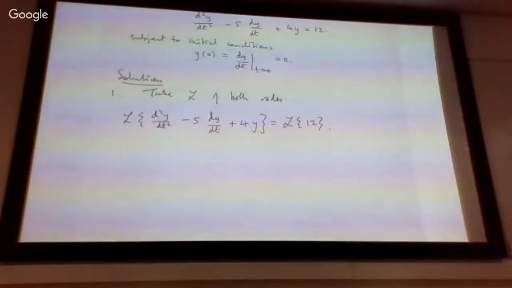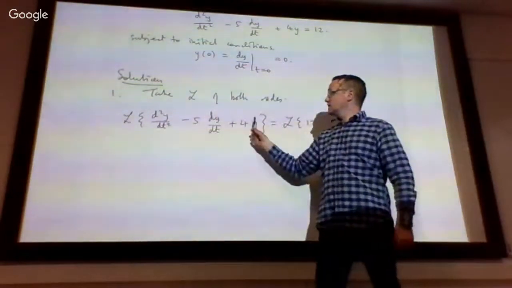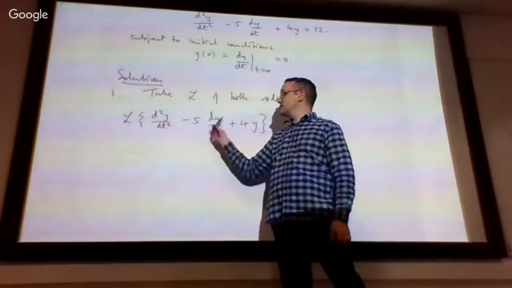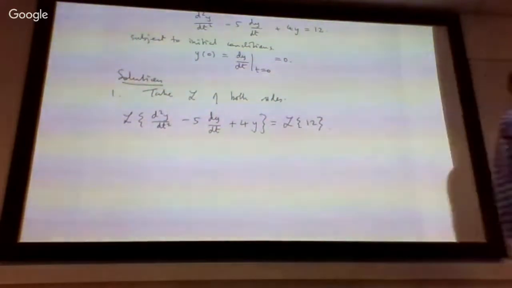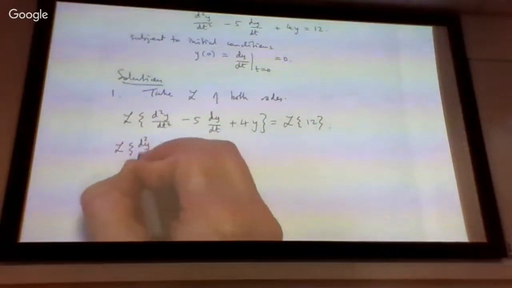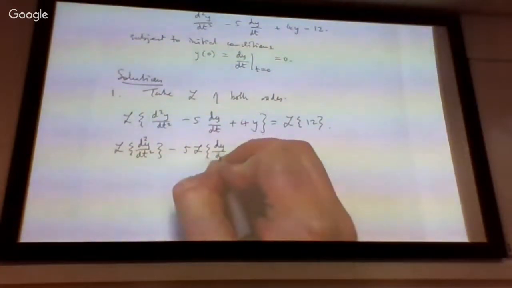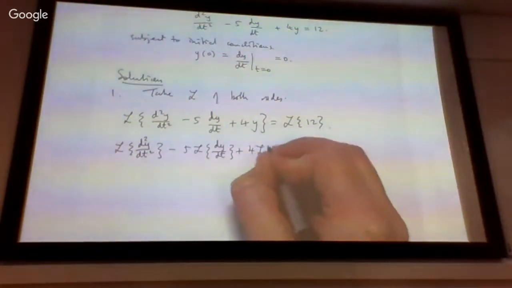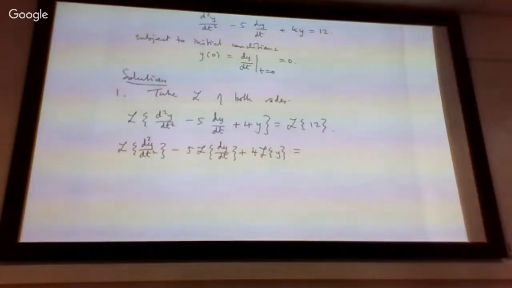We then develop that using our known properties of the Laplace transform, okay? Now, first of all, we know the Laplace transform is linear. So what we see here on the left-hand side, we're taking a Laplace transform of a linear combination of these three things, these three derivatives of y, the second derivative, the first derivative, and the zeroth derivative. In other words, the function y itself. Okay? So we can use linearity to say that this is the Laplace transform of the second derivative minus 5 times the Laplace transform of dy/dt plus 4 times the Laplace transform of y. And this is equal to, well, okay, here we have the Laplace transform of a constant 12.